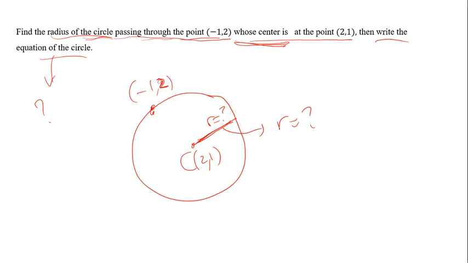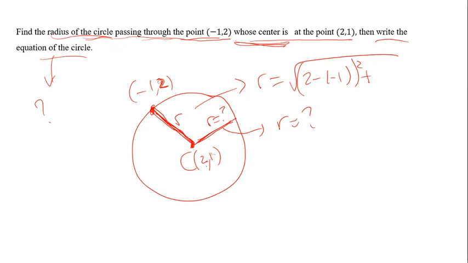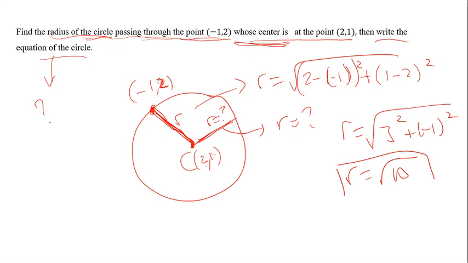So how can you find the radius? Look, the radius is the distance between the center and a point on the circle. So this is the radius indeed. You can say the radius is equal to the square root, using the distance formula, of 2 minus minus 2 squared plus 1 minus 1 squared. So r is equal to the square root of 4 squared plus 0 squared. So the radius is square root 10, and the center is 2, 1.